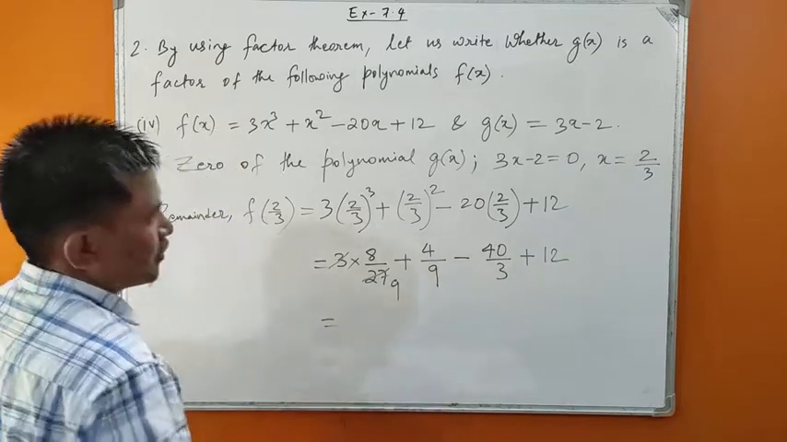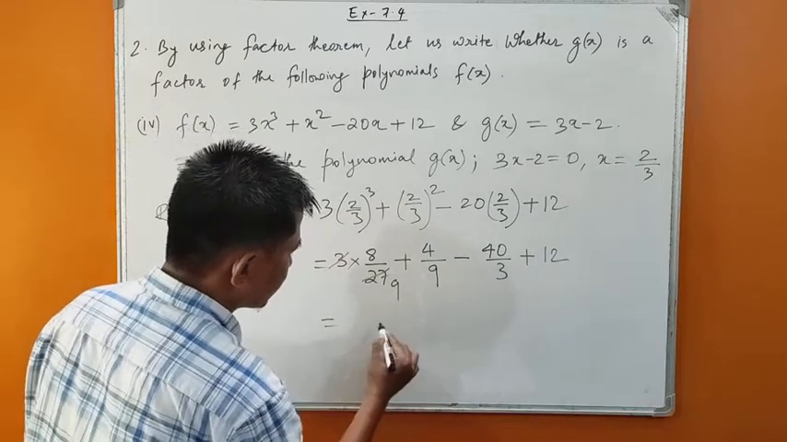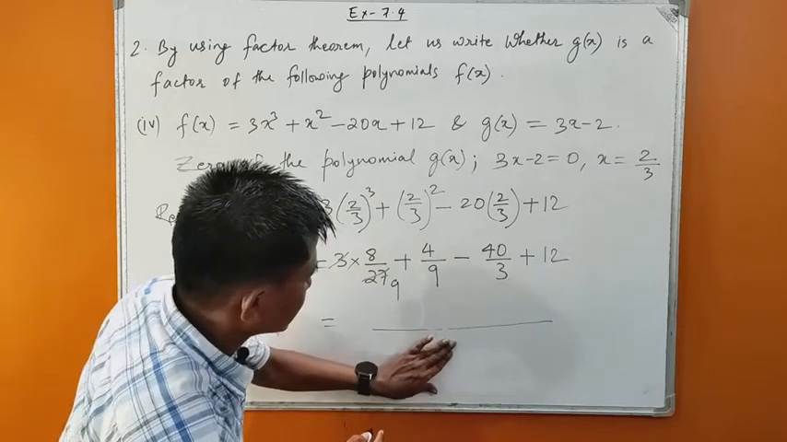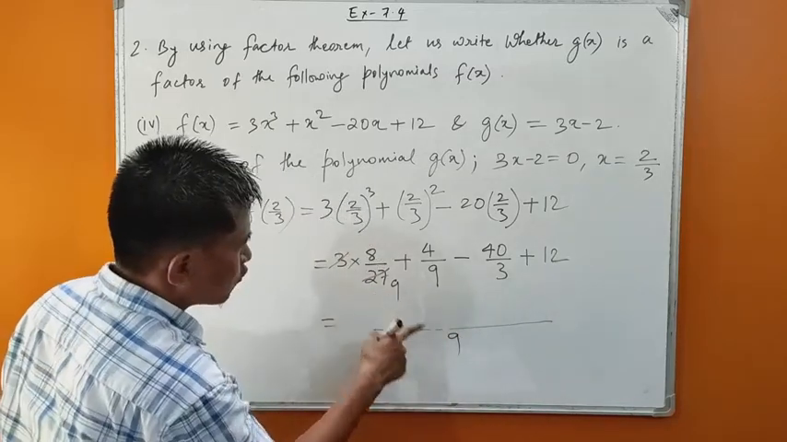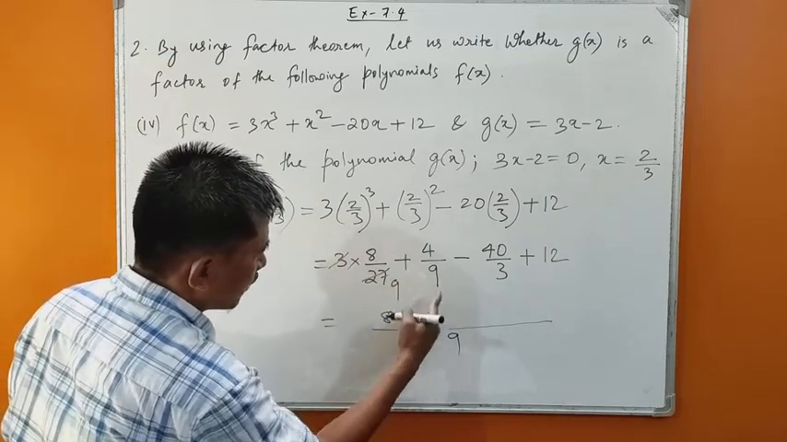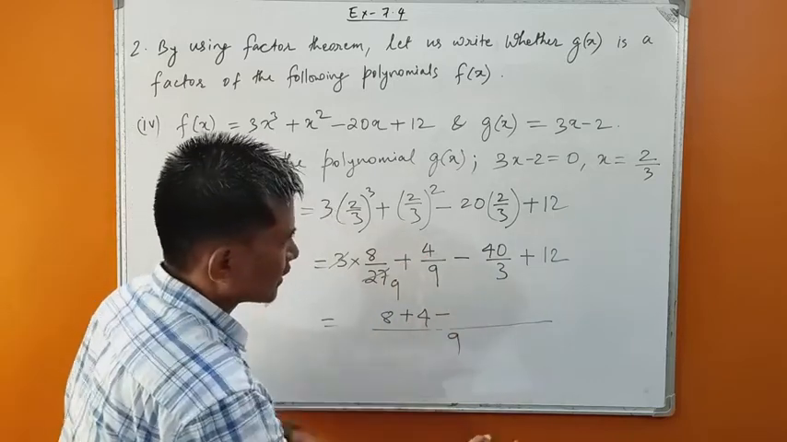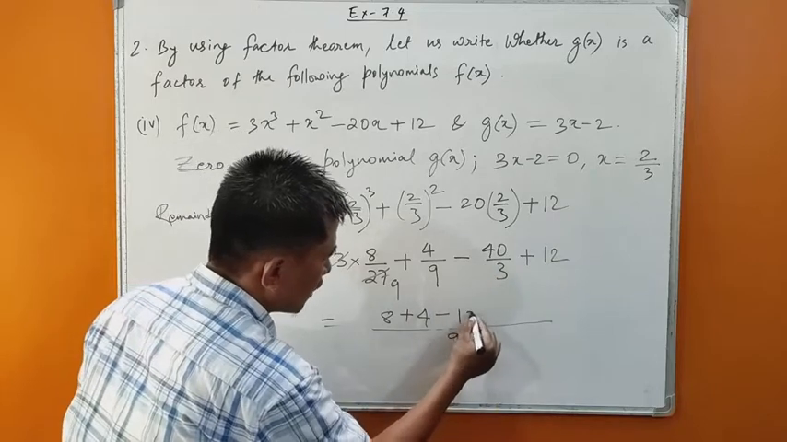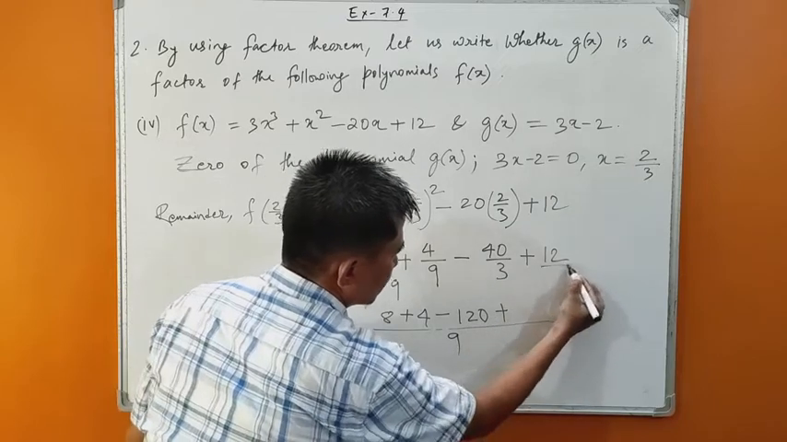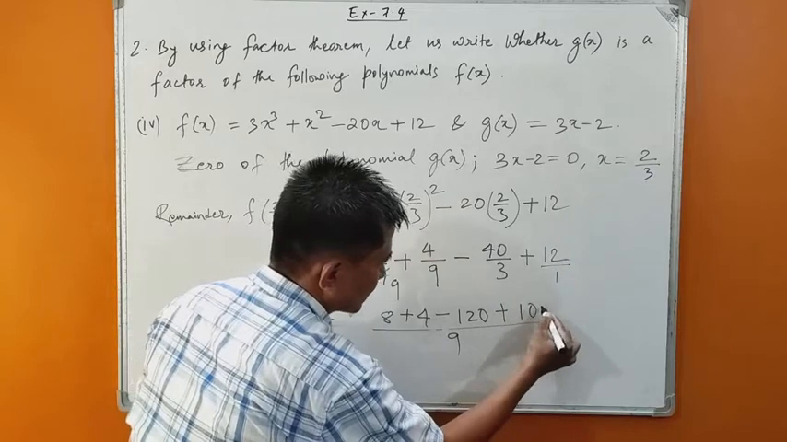Now we cannot cancel the numbers. So let's take the LCM. 9, 9 and 3. The LCM will be 9 in the denominator, isn't it? So 9 ones are 9, that 1 into 8 is 8, plus 9 ones are 9, that 1 into 4 is 4, minus 3 threes are 9, and that 3 into 40 is 3 fours are 12, 0, the 0 comes here, plus we have 1 in the denominator of 12, so 1 into 9 is 9, and that 9 into 12 is 108, isn't it?